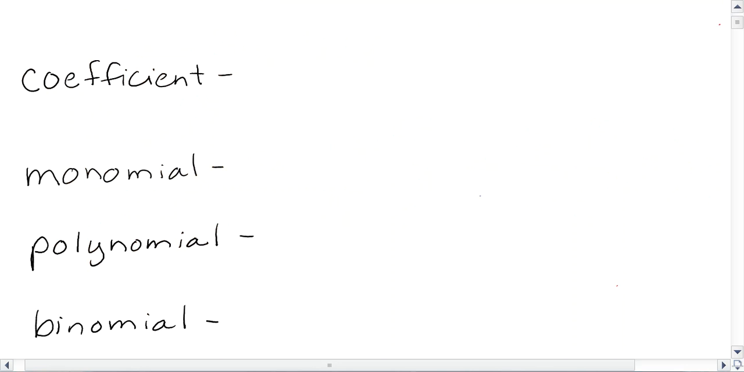All right, next is a review of some terms that I hope you remember. First, the word coefficient is just the number in front of the variable.